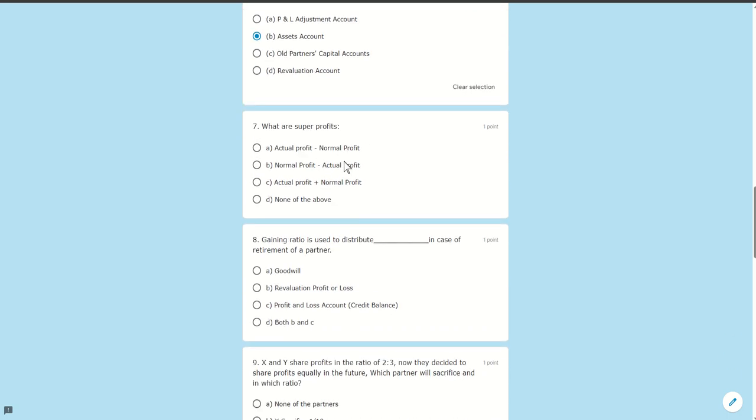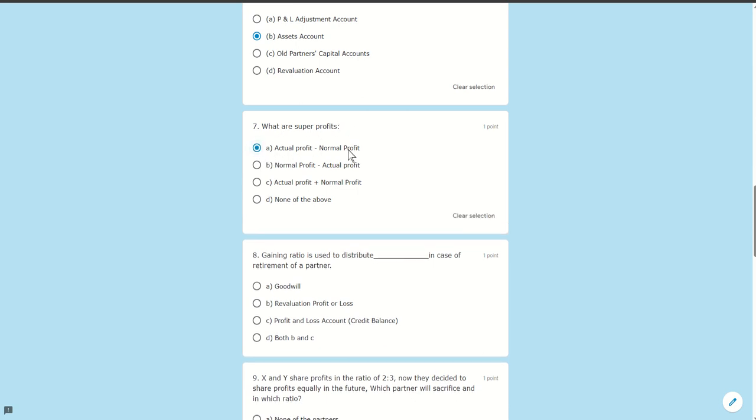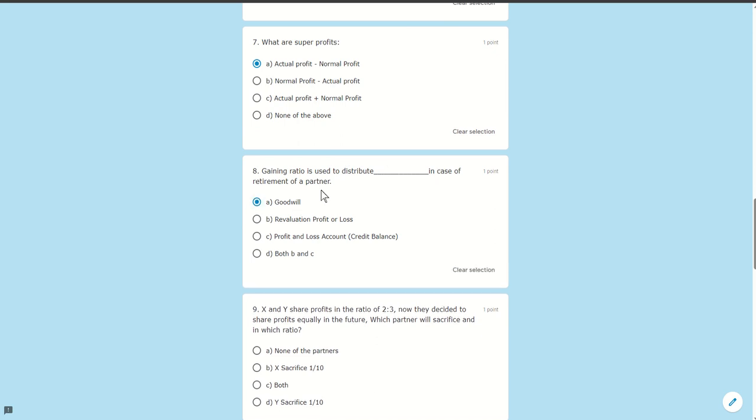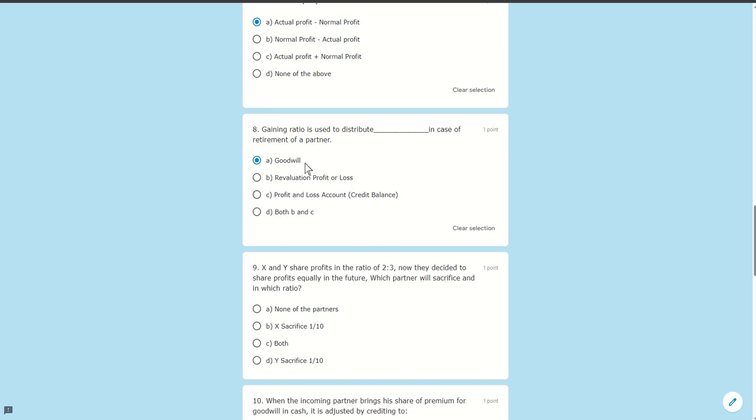All right. Point number seven. What are super profits? Just now we did it. Actual profit minus normal profit is the answer. Actual profit is also called the average profit. Gaining ratio is used to distribute dash in case of retirement of a partner, that is goodwill. The retiring partner's share of goodwill is distributed among the gaining partners in their gaining ratio.